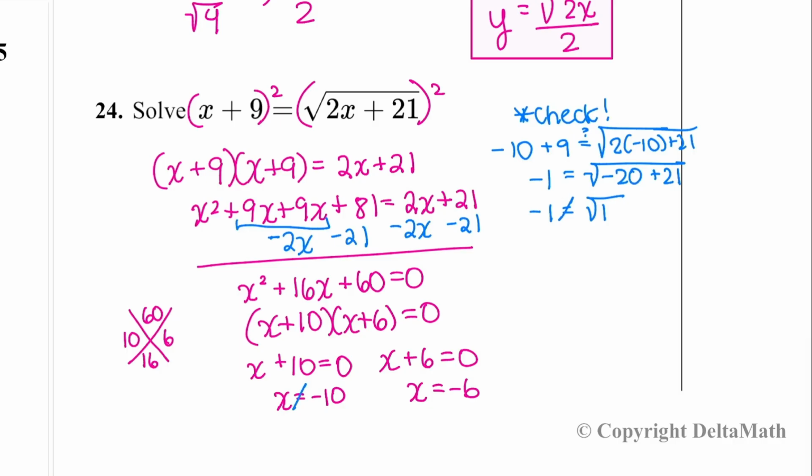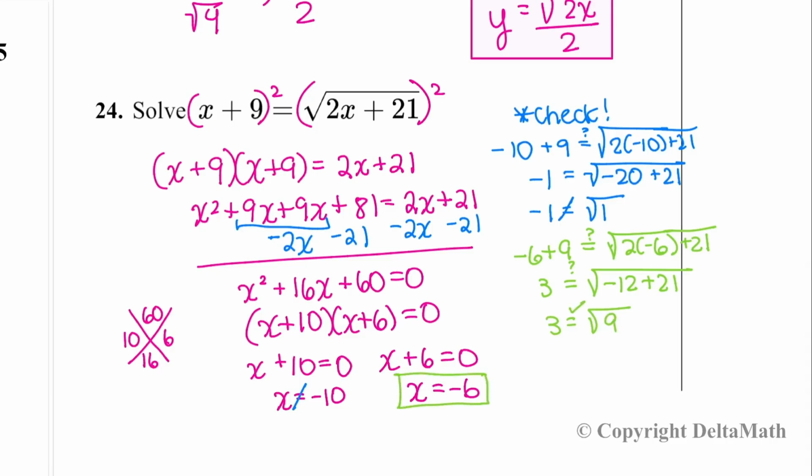Let's go ahead and check negative 6. So we have negative 6 plus 9. We are checking to see if that equals the square root of 2 times negative 6 plus 21. So we have 3. We're checking to see if that equals the square root of negative 12 plus 21. 3 does equal the square root of 9. So our answer is negative 6 here.